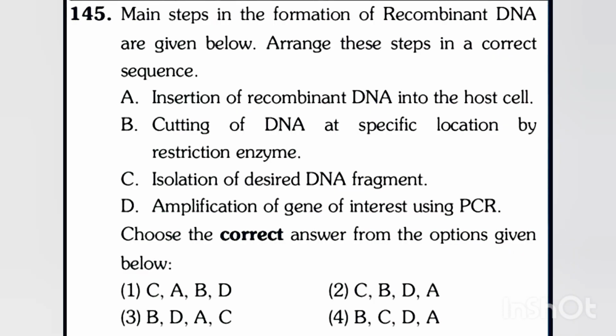Main steps in the formation of recombinant DNA are given below. Arrange these steps in a correct sequence. First, cutting of DNA at specific location by restriction enzyme. Second, isolation of desired DNA fragment. Third, amplification of gene of interest using PCR. Last, insertion of recombinant DNA into a host cell.